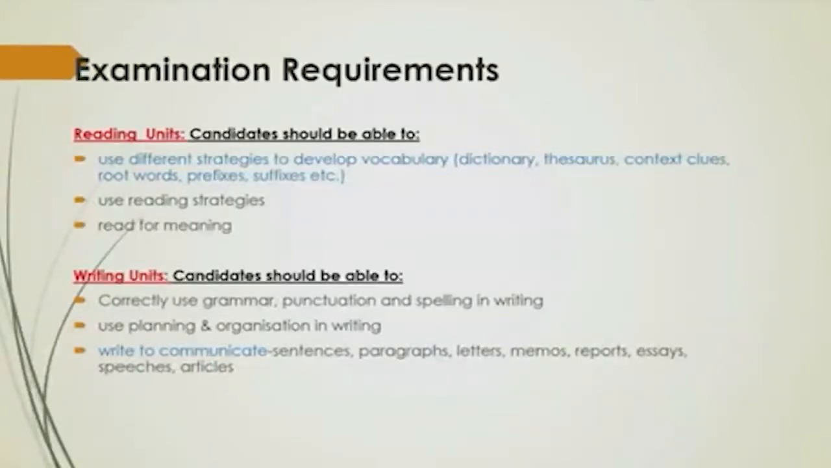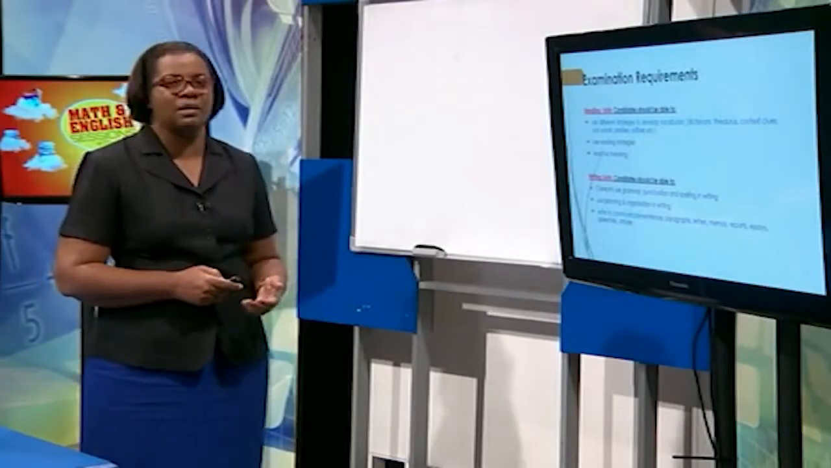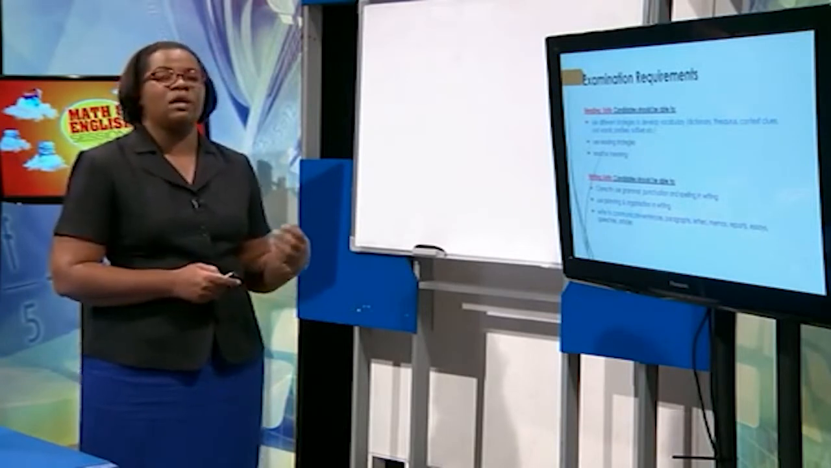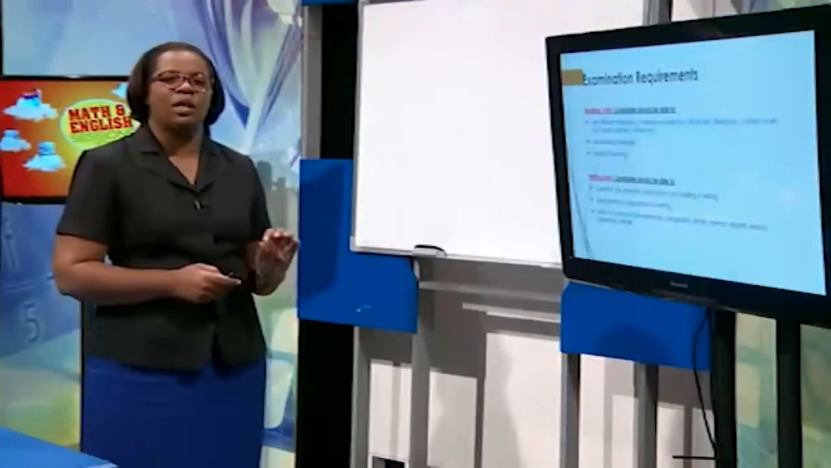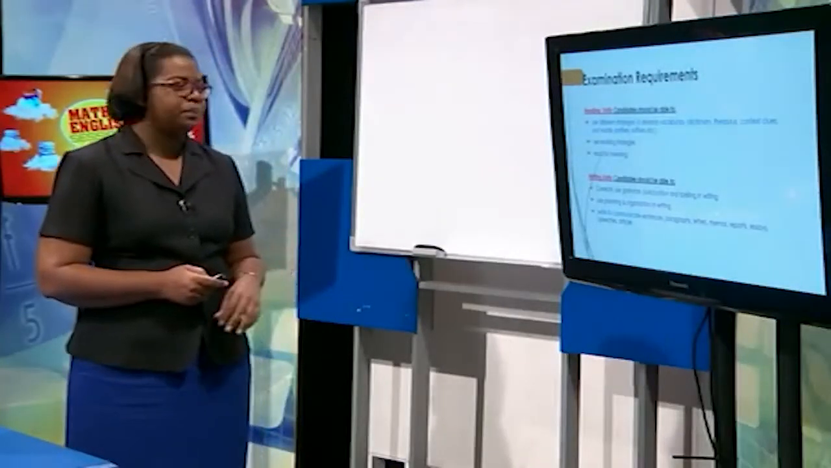At the end of your reading activity, you want to make sure that you understand what it is that you have read. If you don't have a full understanding after your first reading, then you have to reread and go a little slower the second time around.